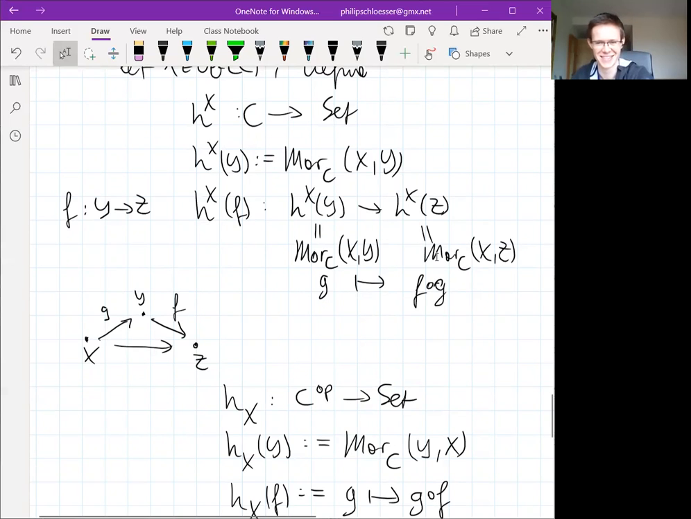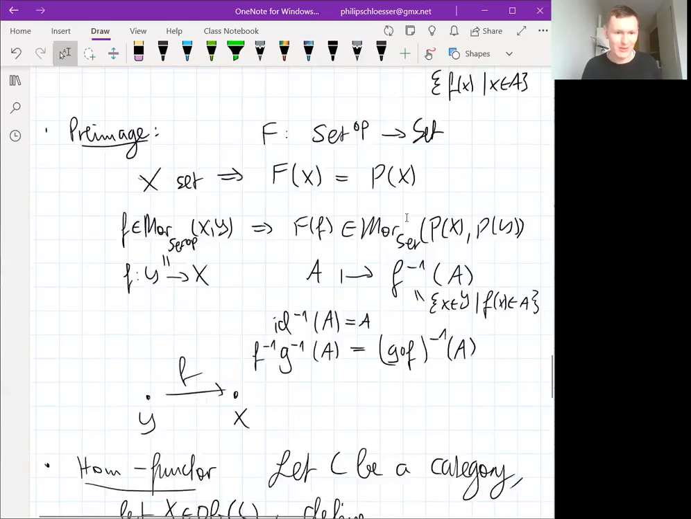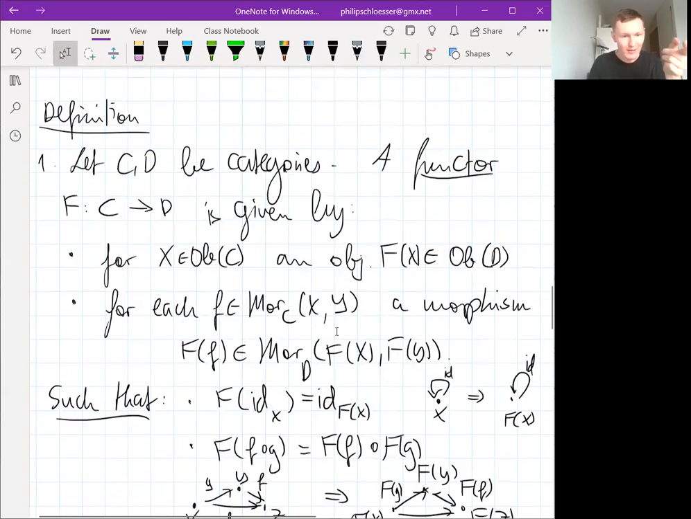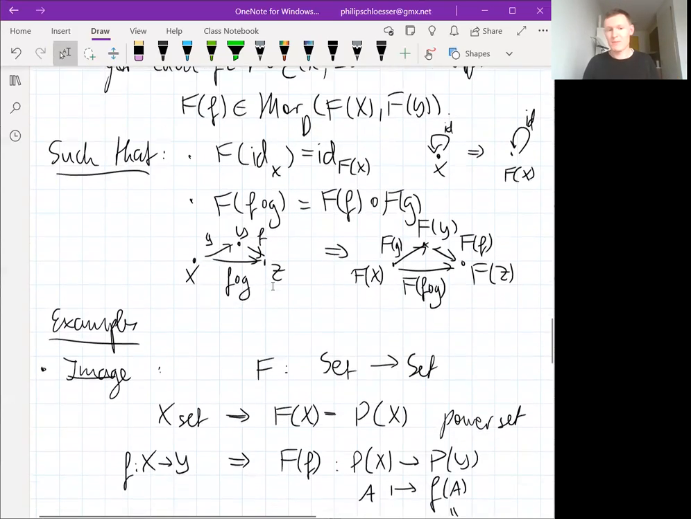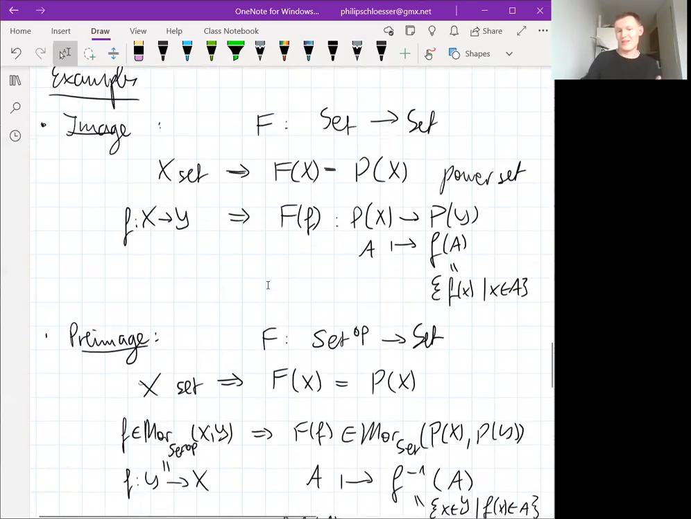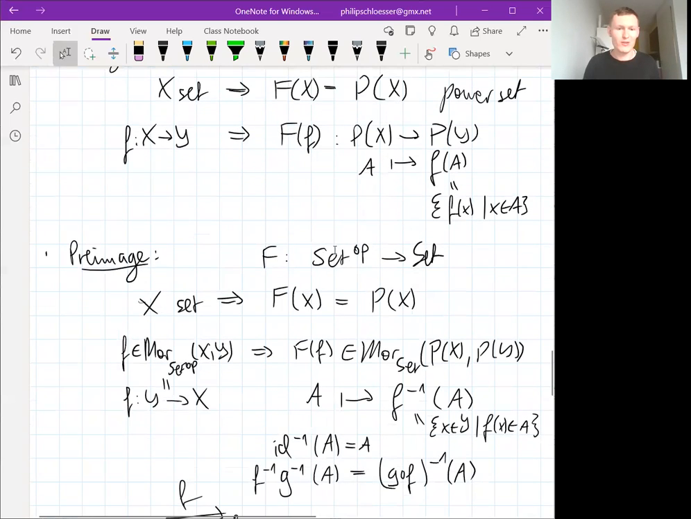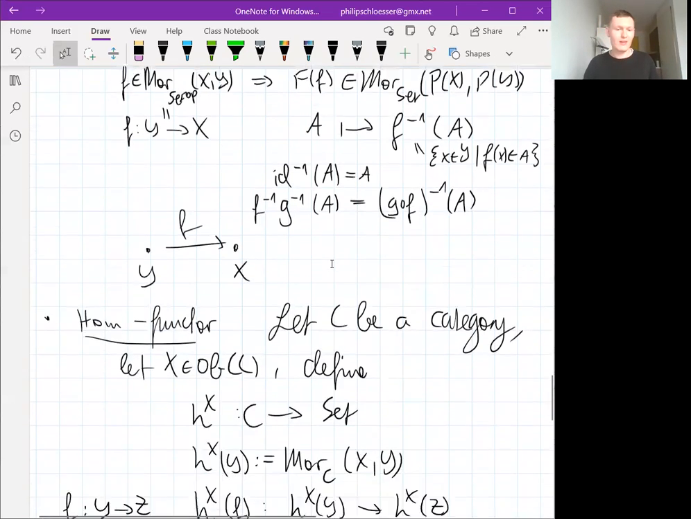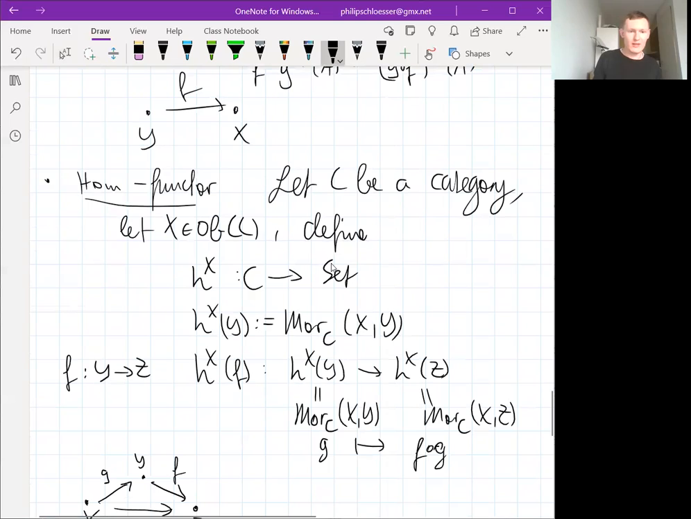Every functor is covariant by definition, because every functor maps a map from x to y to a map from f of x to f of y, and respects composition in the covariant way. And the way we model contravariant functors is by saying that it is covariant from the opposite category. That's why we have this thing.